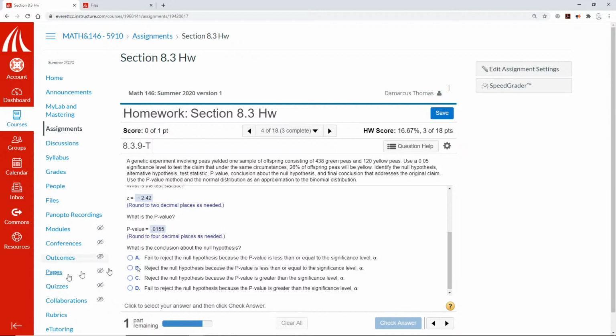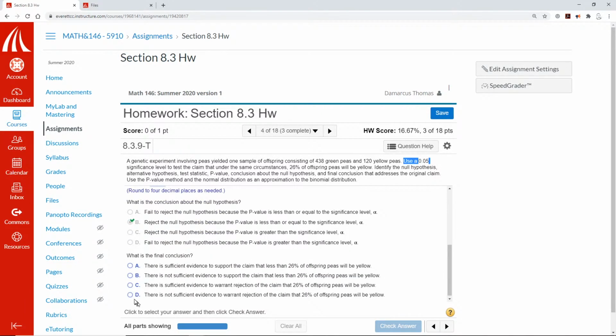And then the question is, what is the conclusion about the null hypothesis? Well, let's compare it to the alpha, the significance level. Because the significance level is 0.05 and our p-value is 0.01, this is good. This means we actually have a conclusion. We get to reject the null now, because the p-value is less than the significance.